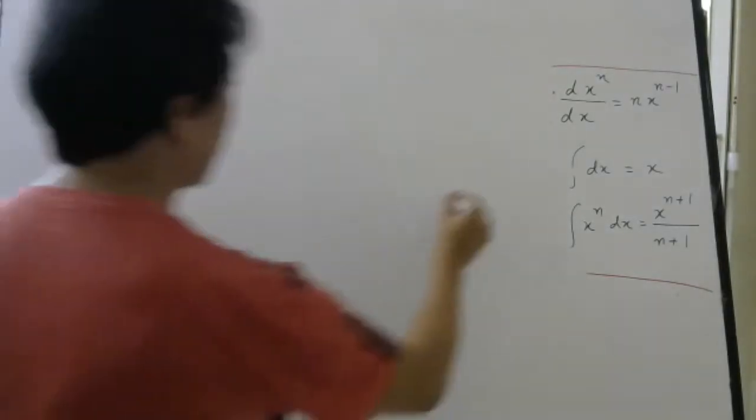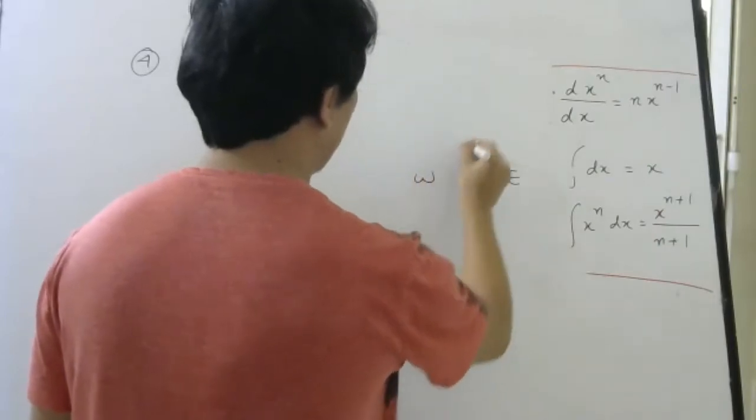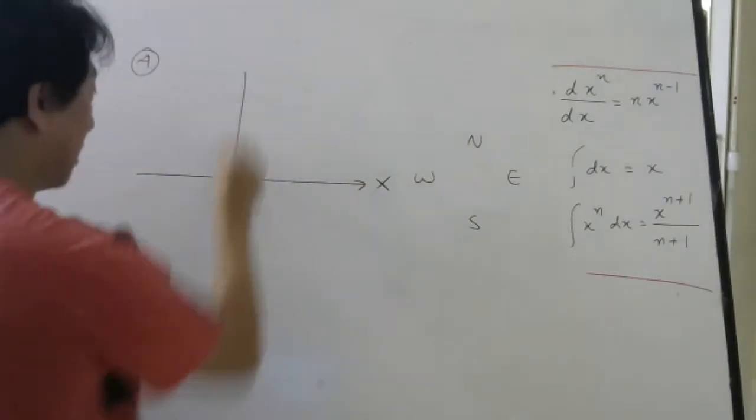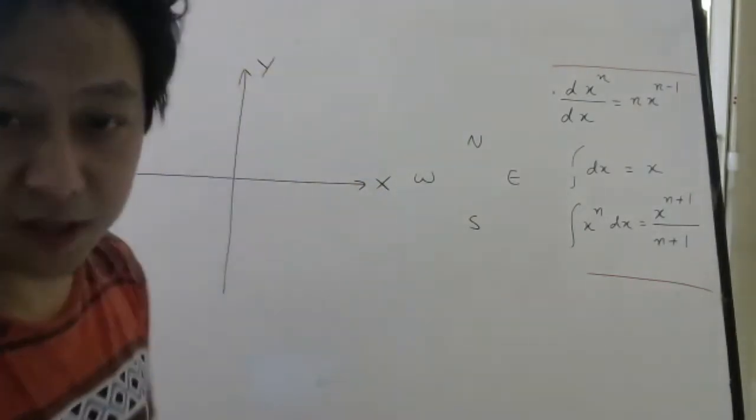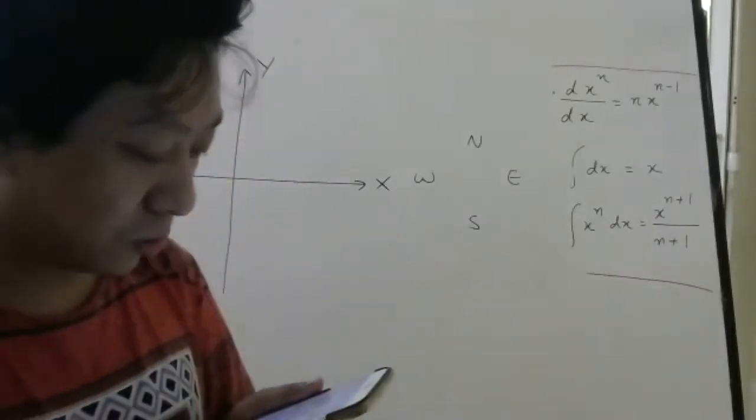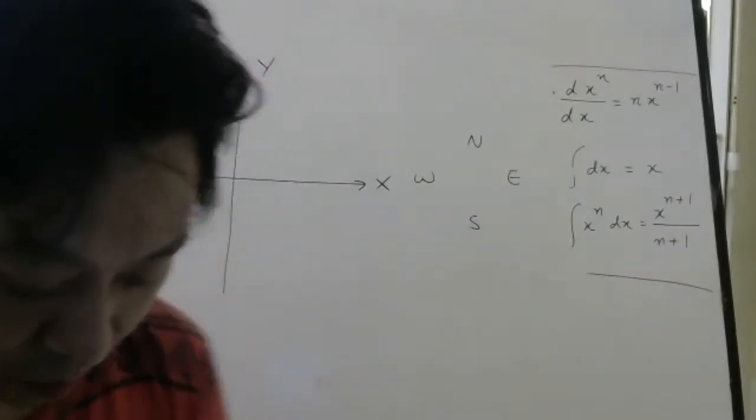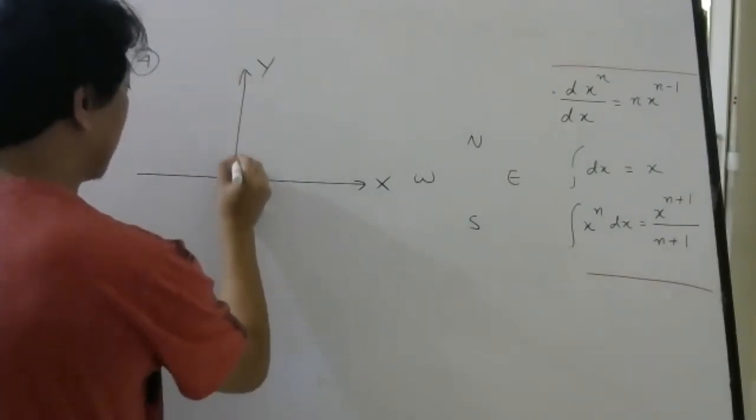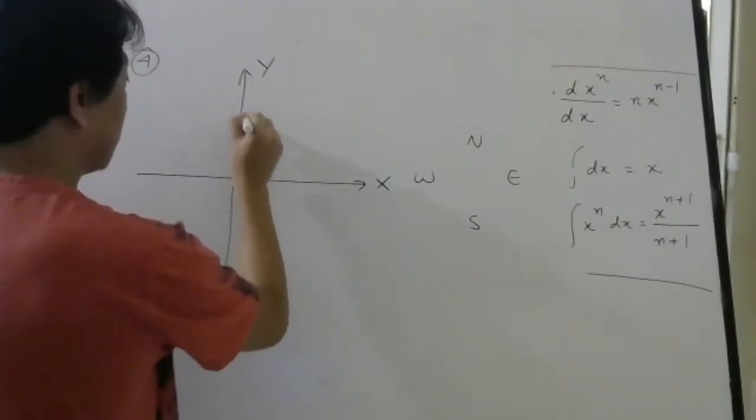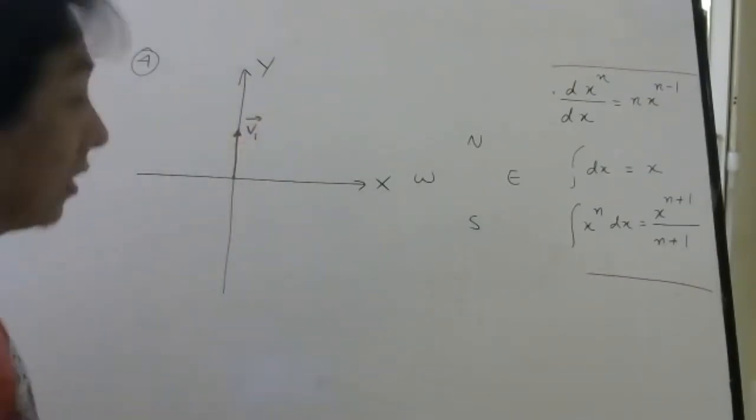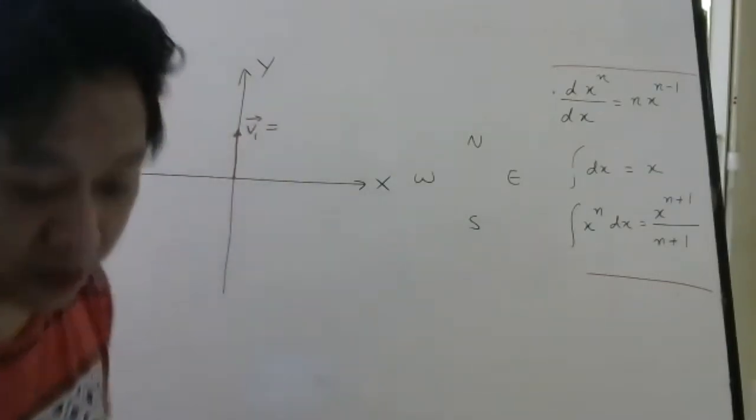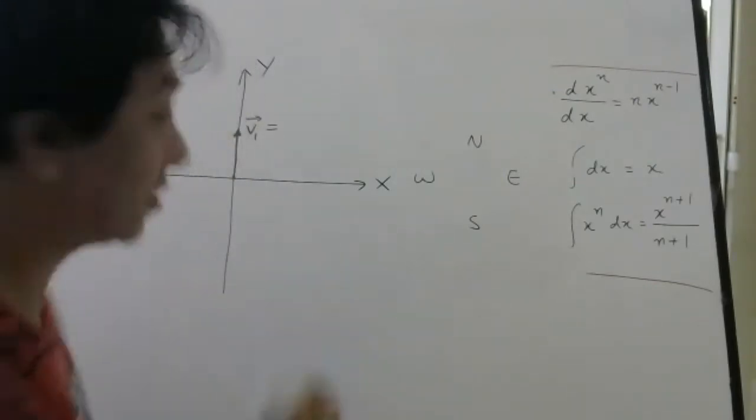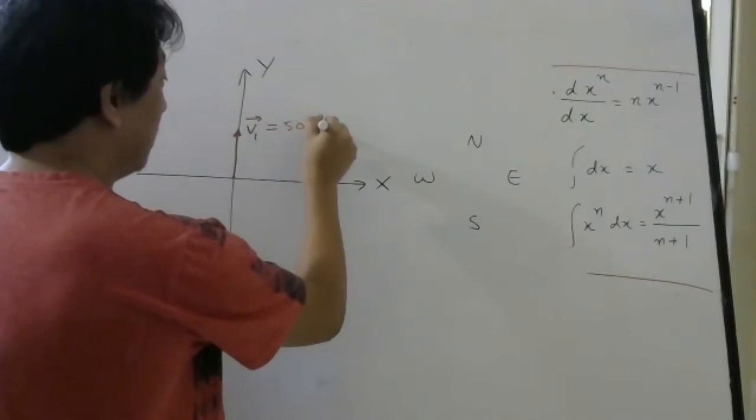So look here, let's draw a diagram. Let's say this is east, this is west, this is north, this is south. So this one I will call x-axis, this one I will call y-axis. Okay students, fine. First, initially where is it going? North. So north means along the y-axis. So your initial velocity is like this. Magnitude is 50 kilometer per hour.